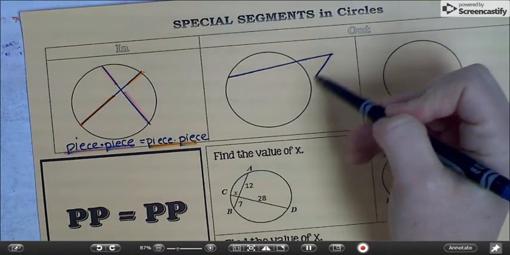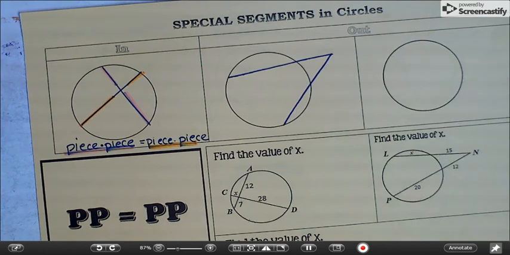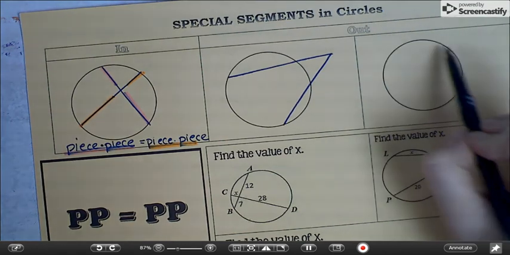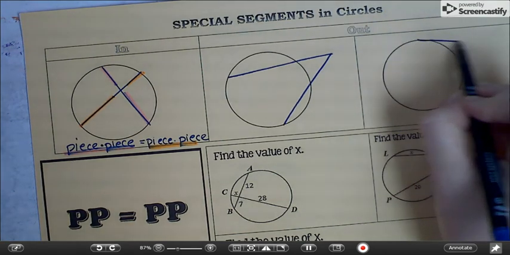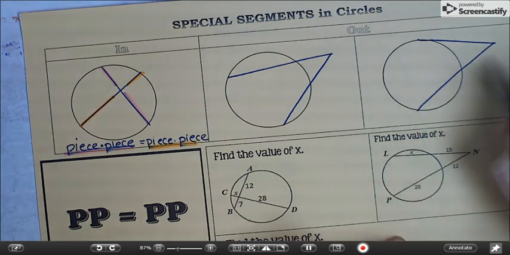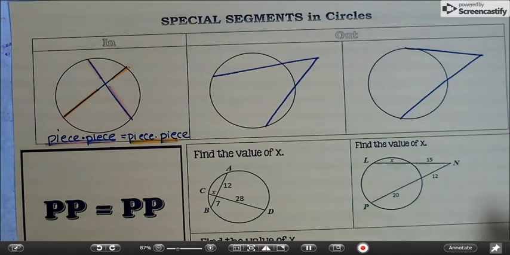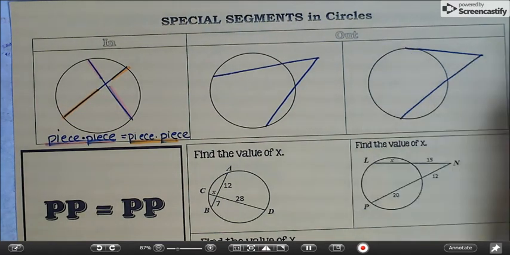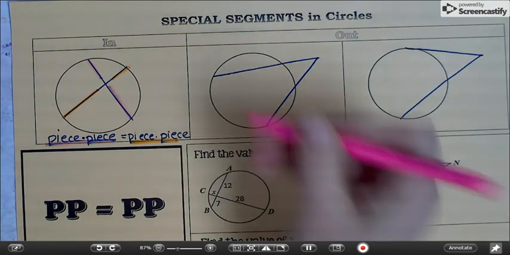The other way that you'll see it is when the vertex is outside of the circle. So something like this, those are called secants, or something like this. So this is a secant and a tangent. Remember, a tangent touches a circle at exactly one point. So this would be an example of a tangent and a secant. And again, we have two different segments.